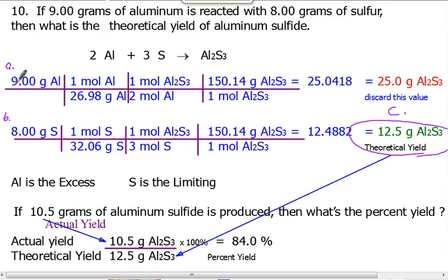You started with 17. How much can you make? 12 and a half. There's a missing 6.5 grams, aren't there? You can't go from 17 to 12 and a half. There's got to be some other mass. And that's the aluminum that didn't react. That 6.5 grams would be just aluminum going, hey, did I do it right?